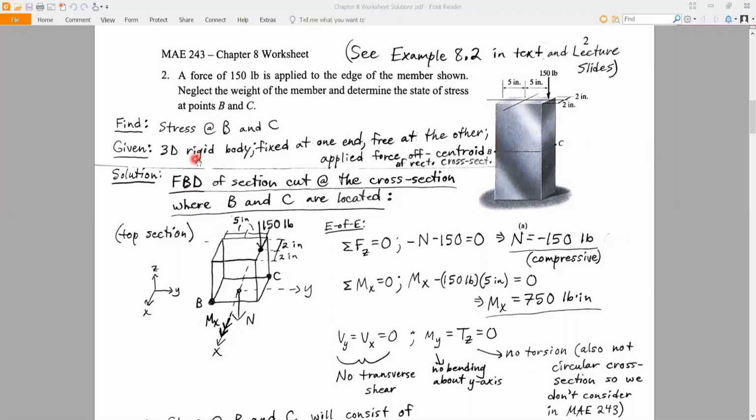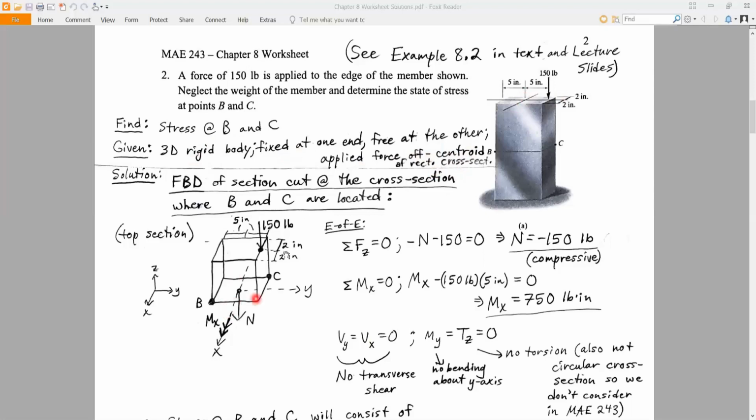So we're basically given a 3D rigid body, again, fixed at one end, free at the other, and we have an applied force that's off of the centroid of this rectangular cross-section. So it's not acting right in the middle. We're not only going to have an axial stress. What we'll see is we're going to have a bending moment.